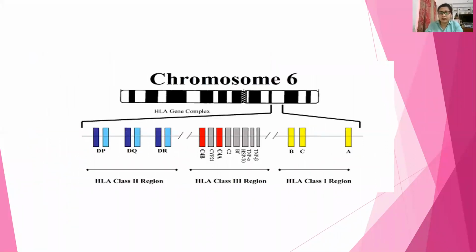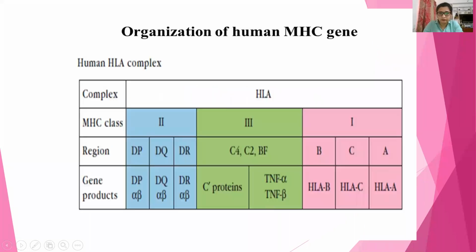So this is a figure which is showing chromosome 6. ये देखिए centromere, this is the centromere, and this is the part of MHC, which is the gene complex. It firstly has the MHC class 2 region, and then MHC class 1 region, and in between we have class 3 region. This is the same diagram in a diagrammatic form. Class 2, class 1, and in between class 3.